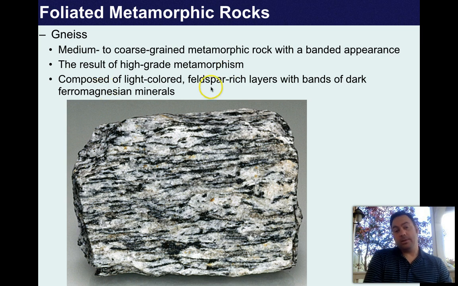It's composed of light-colored, feldspar-rich layers with bands of dark ferromagnesian minerals. So neat stuff right here. But you'll notice those foliations coming through here. But you can't really break it. It breaks just as easily down the sides as it does across the top. Or almost as easily.